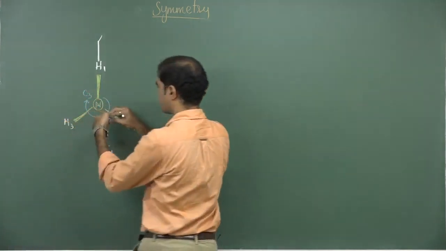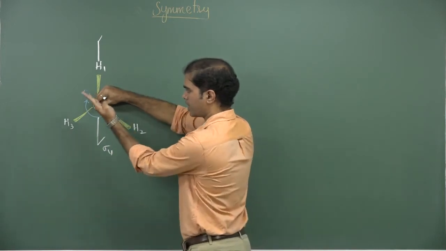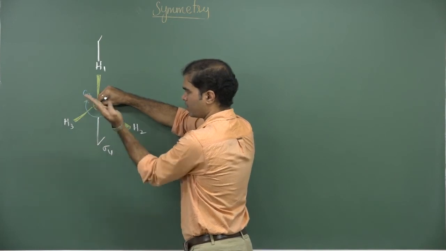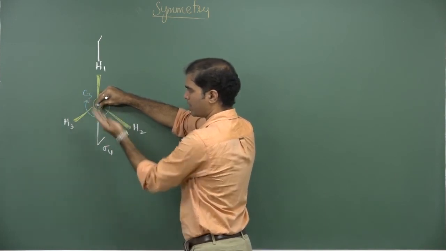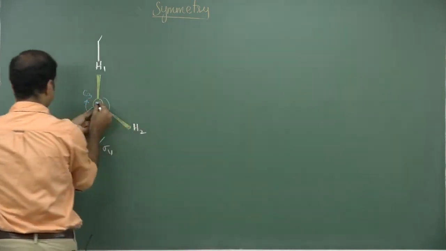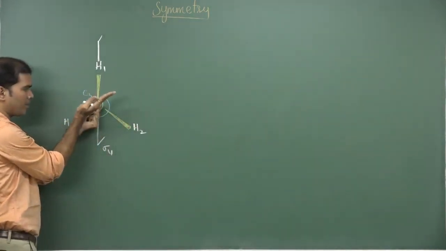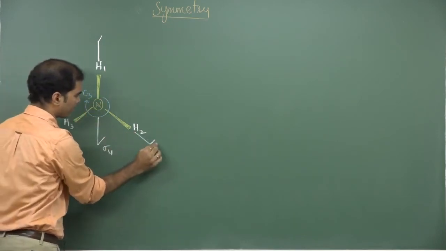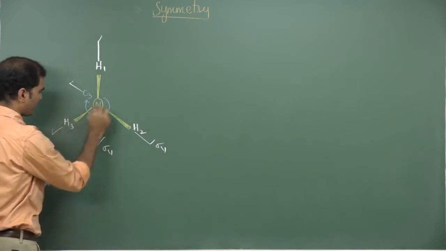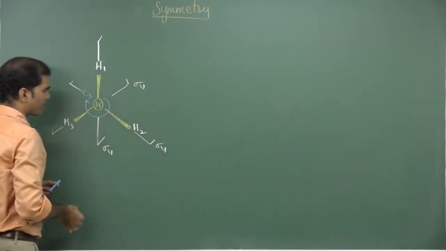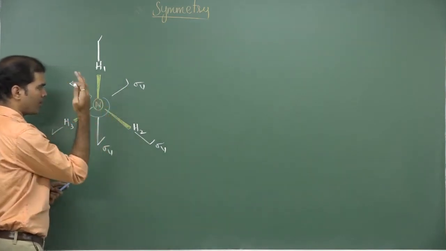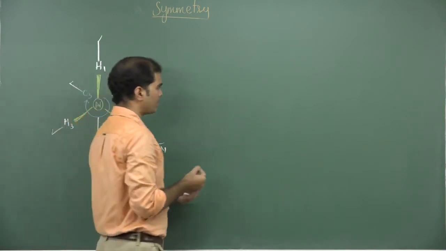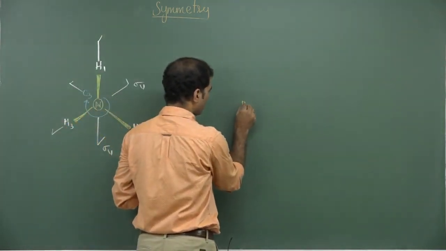Second plane, I am showing it this way. This is the second plane that is passing through the hydrogen and nitrogen. It is also parallel to the principal axis. Third one, it is passing through hydrogen 3 and nitrogen. This is also parallel to the principal axis. So this plane, I am calling it a sigma V. This one is also sigma V. The basis is our principal axis. All the three planes are parallel to the principal axis. Therefore, I am calling them sigma V. Let us come to BCl3.